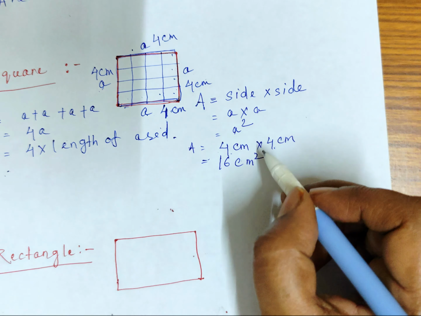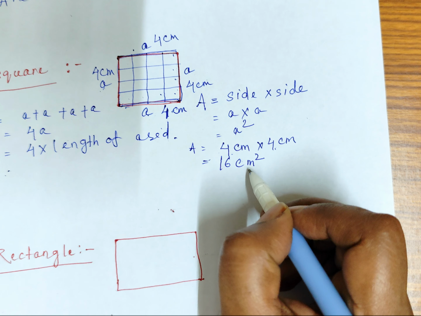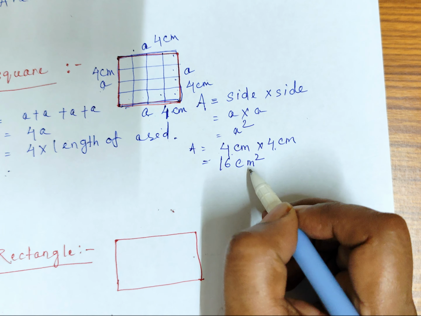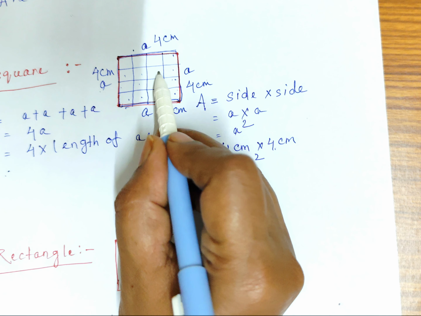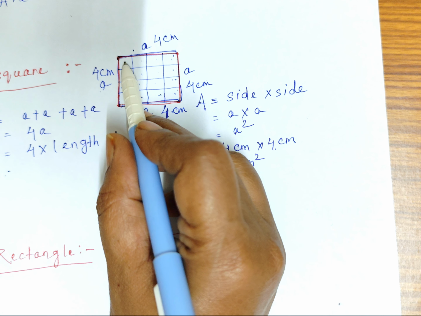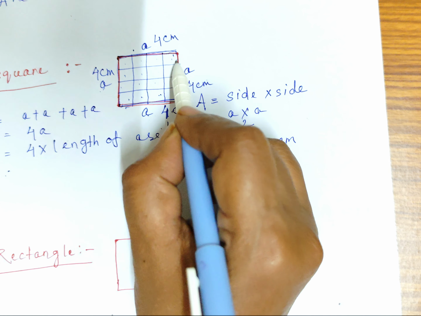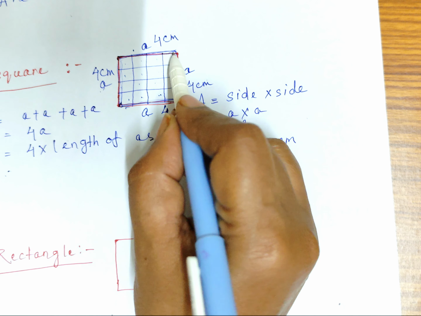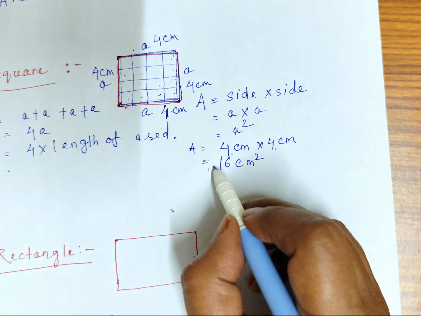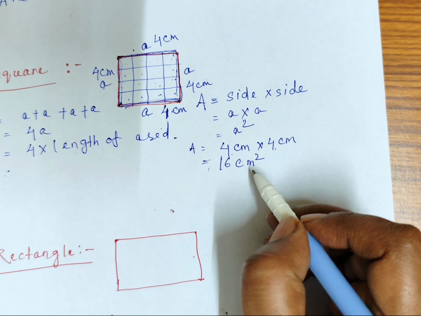So area will be 16 centimeter square. Let's count 1, 2, 3, 4, 5, 6, 7, 8, 9, 10, 11, 12, 13, 14, 15 and 16. So inside there are 16 parts. This inside is nothing but our area. So it will be 16 parts. So our area will be 16 cm square.